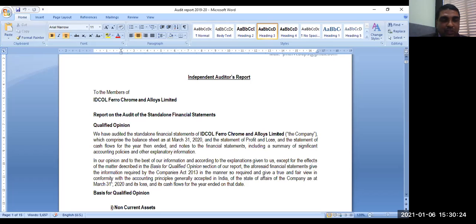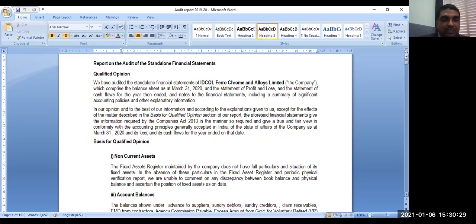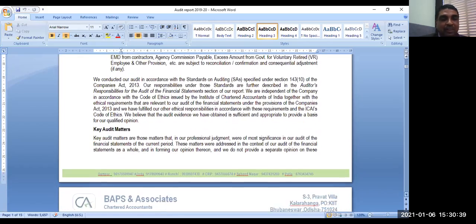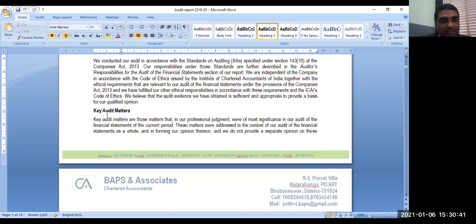Here, in the first paragraph you see qualified opinion. The opinion is given. In the next paragraph, the basis of qualified opinion is given. Why that qualification is given is explained here. There must be some issues because of which it is qualified. After that, you see there is a paragraph. Can you read this paragraph with the appropriate heading? It is mentioned. What is written here? The key audit matters.